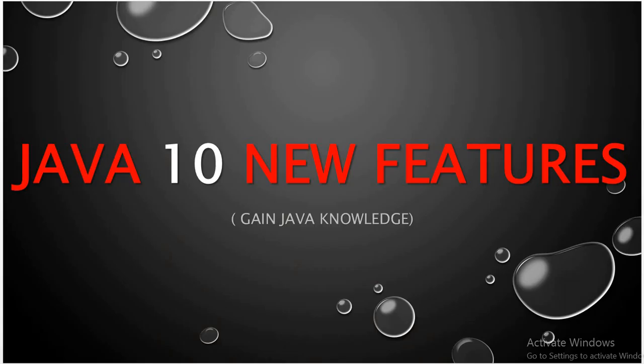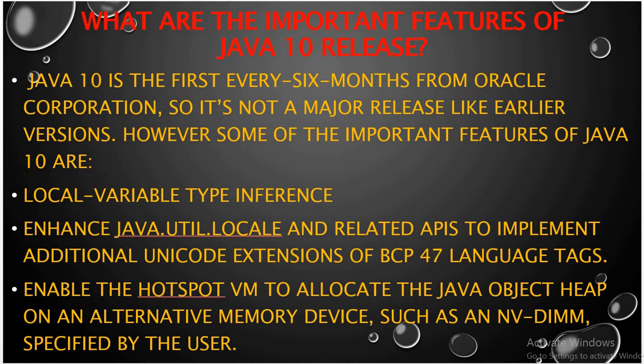Today we are going to discuss Java 10 new features. Java 10 was introduced in March 2018, and after 6 months the new version, JDK 11, will be introduced in September. First we will discuss the main important features of the Java 10 release. After that we will discuss each feature one by one.